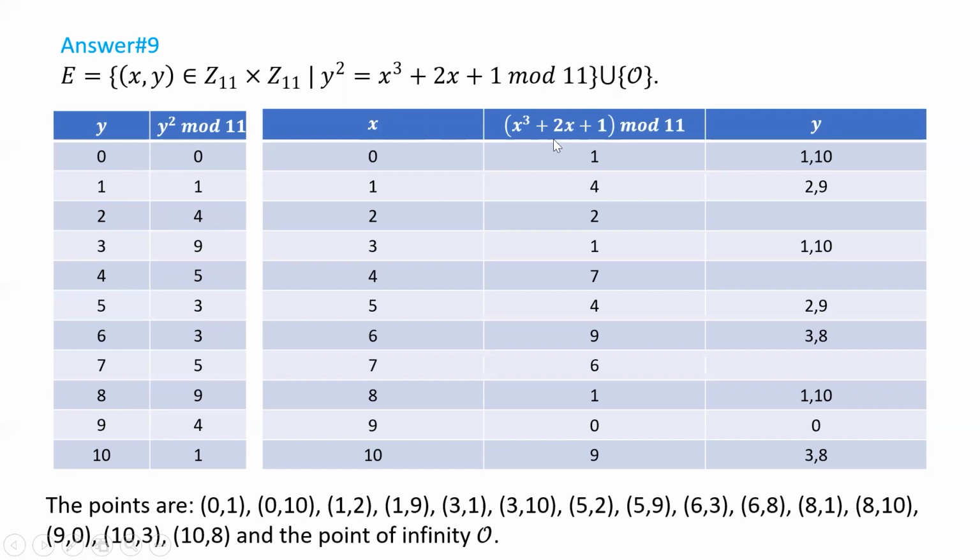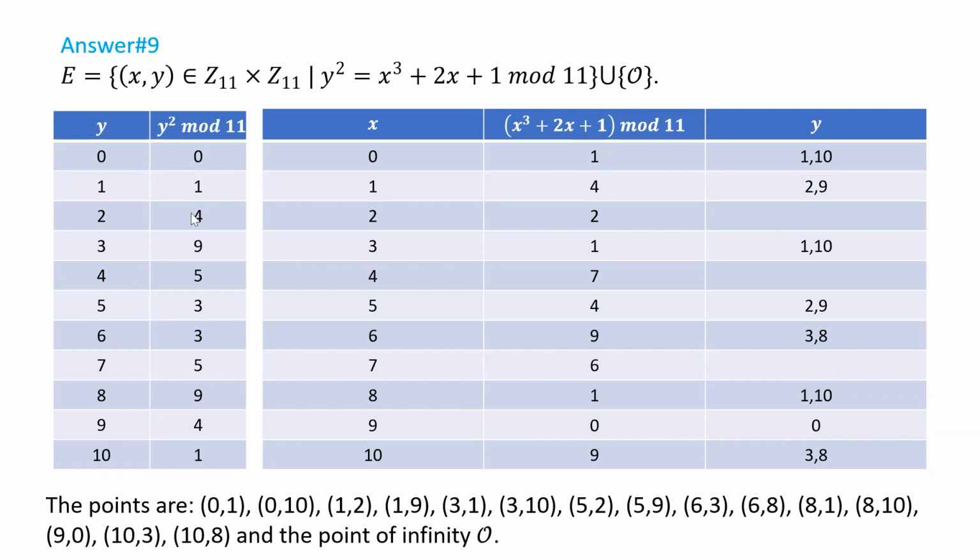And now compute x cube plus 2x plus 1 modulo 11 for all possible values of x, that is 0 to 10. So we get these values. Now we match where this x cube plus 2x plus 1 mod 11 matches with y square mod 11. So here we have 1. We will now observe for which values y square modulo 11 is congruent to 1.